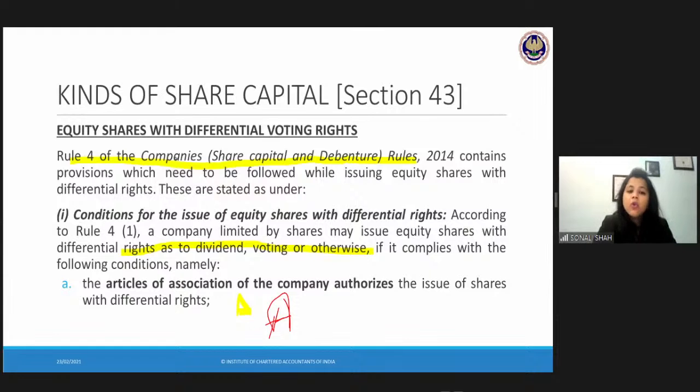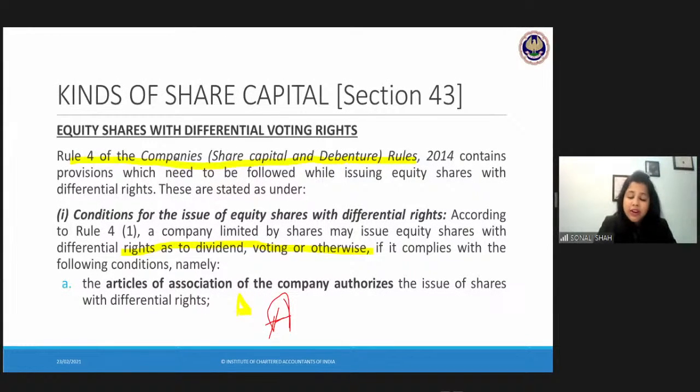So in case of differential voting right, the amount of dividend that is paid to an equity share with DVR will be higher than what is paid to the equity shareholder. But the voting right will be less. So maybe for 10 shares, if I own 10 shares, I have 1 vote instead of 10 votes. This is what is known as differential voting right. There is a variation in the voting rights. Under Section 43 of the Companies Act, it is permitted to issue equity shares with a differential voting right.